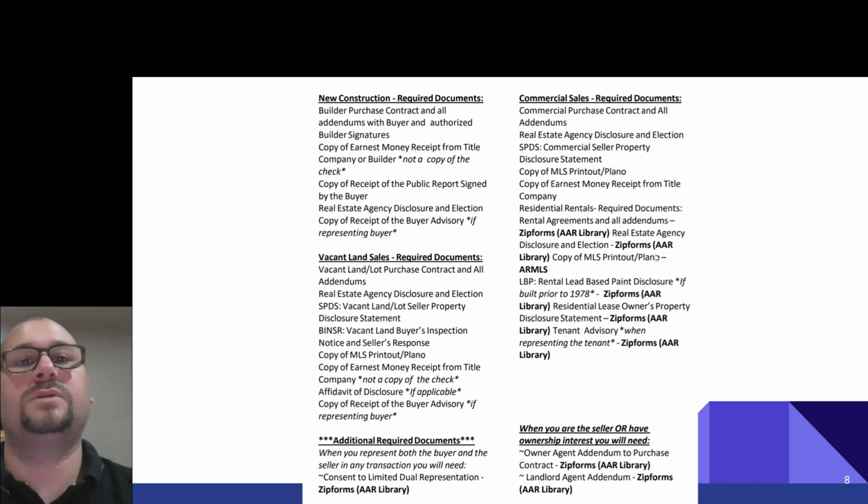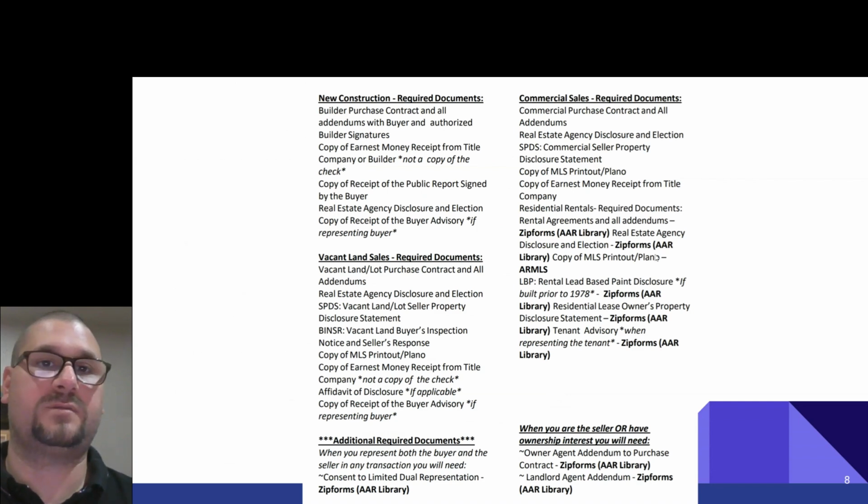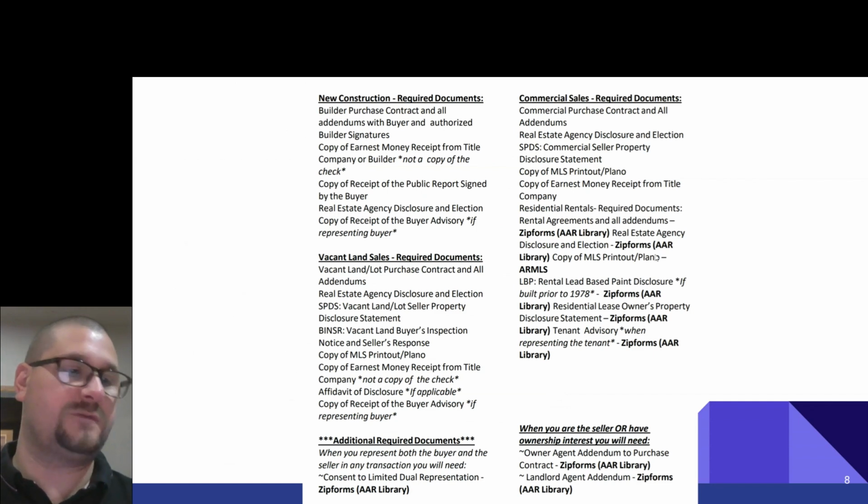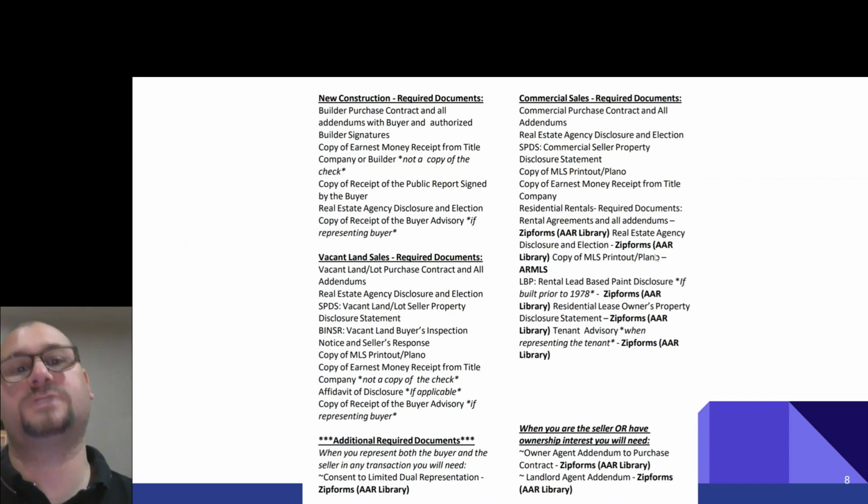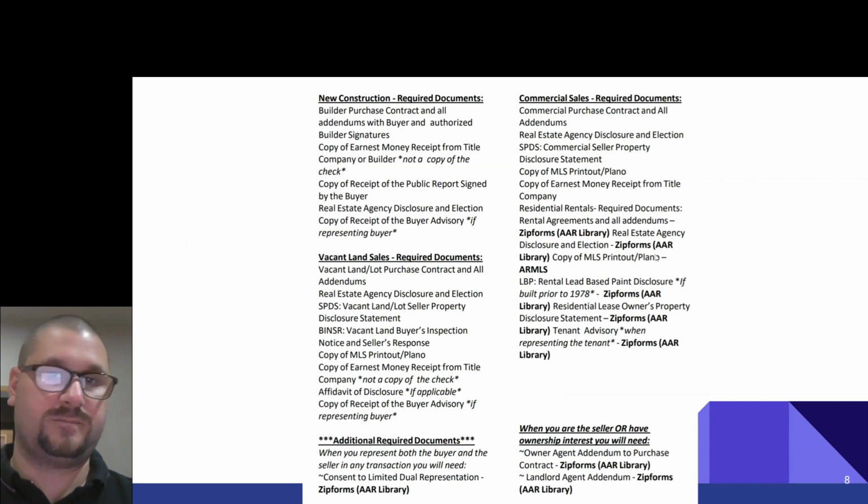This one's typically on new construction, so building purchase contracts and all other addendums with buyer and authorized building signatures. The copy of earnest money, copy of receipt of the public report signed by the buyer for new construction buildings, real estate agency disclosure and election. Right? Who's your realtor? Do you have a document signed with your realtor? That's real estate agency disclosure. Copy of receipt of the buyer advisory if representing the buyer.